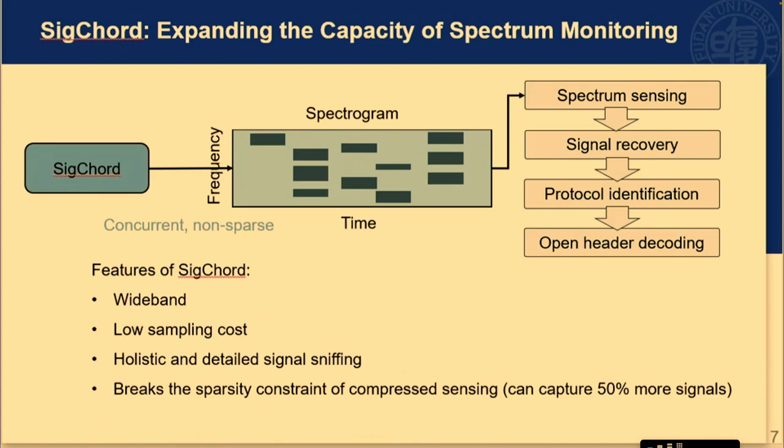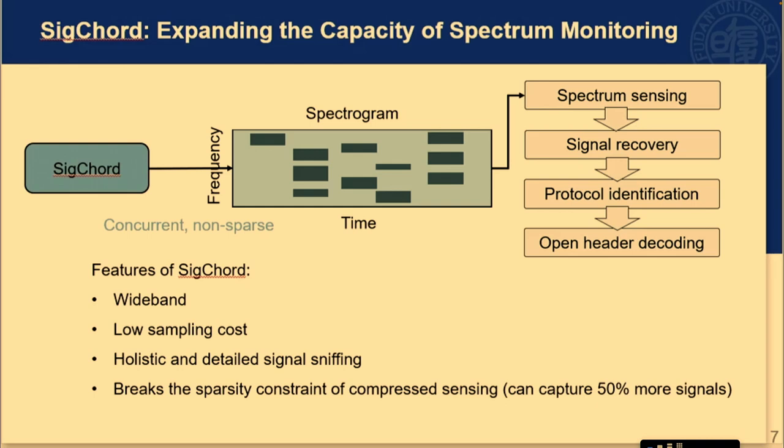So here we present SignalsForTerrestrial, our solution for wide and deep physical layer monitoring under low sampling cost. It works with sub-Nyquist radios and handles dense non-sparse signals. SignalsForTerrestrial breaks the sparsity limit by combining deep learning with a novel signal reconstruction scheme. Compared to compressed sensing or sparse Fourier transform, it can capture over 50% more signals with the same amount of sampling resources.